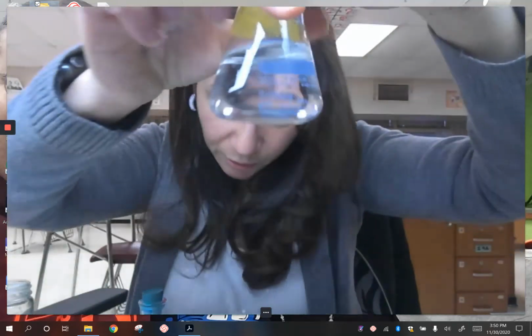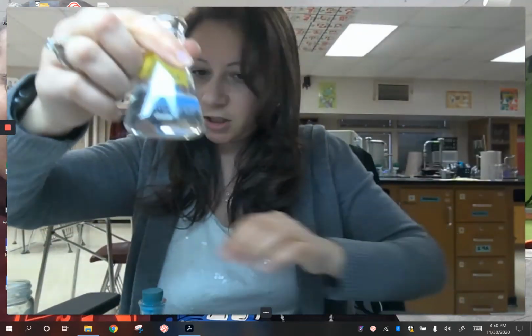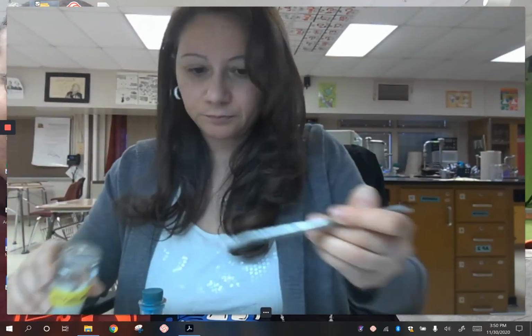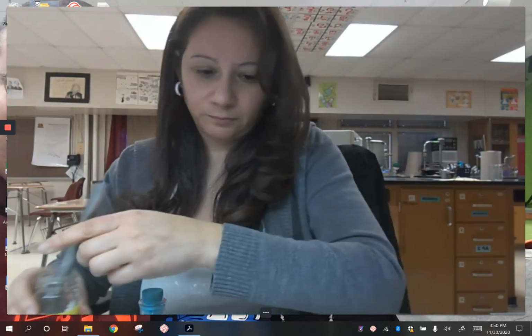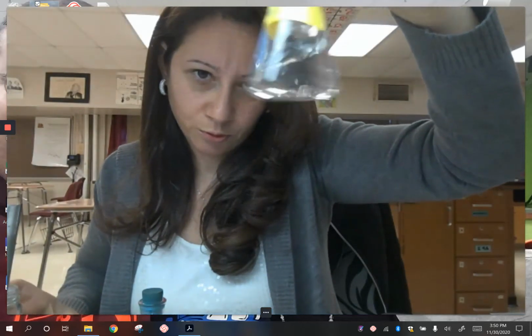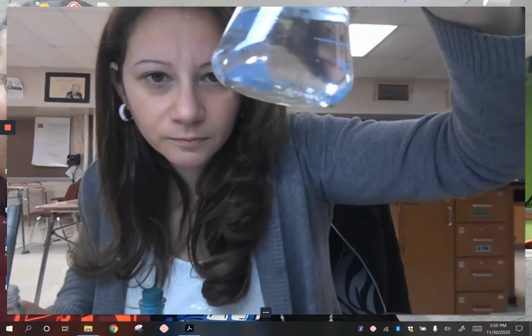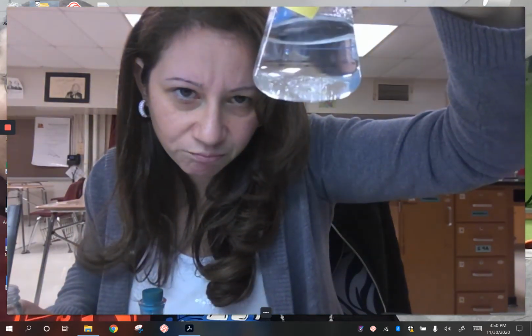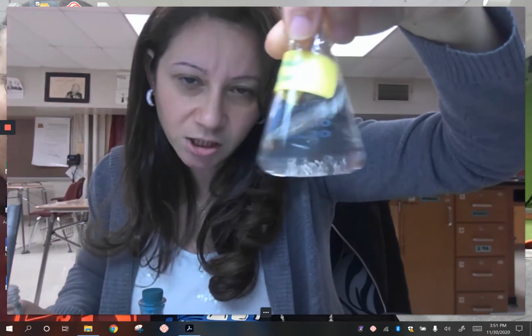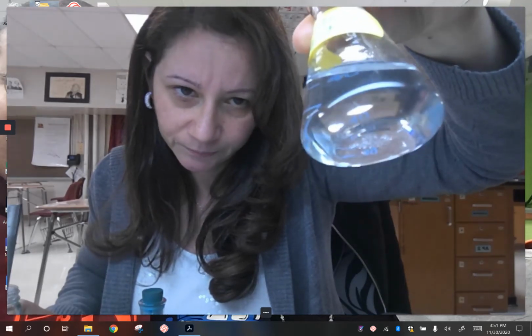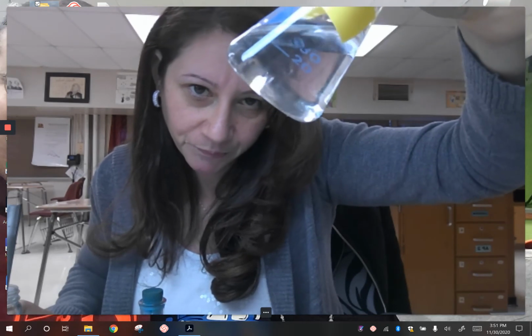Okay, let's look at my saturated one. So here it is. Again, it looks just like water. And I go ahead and add another crystal or two. And I'm going to swirl. And you can see it's not really dissolving. It's just sitting at the bottom, not really doing anything. Can you see those crystals right here? So that would be a saturated solution. It's already full. I can't dissolve anymore.